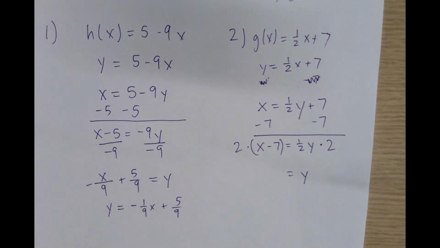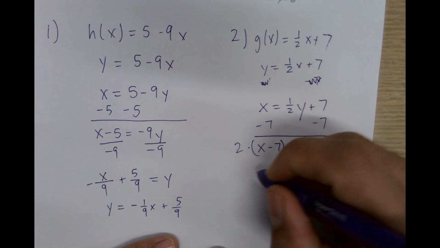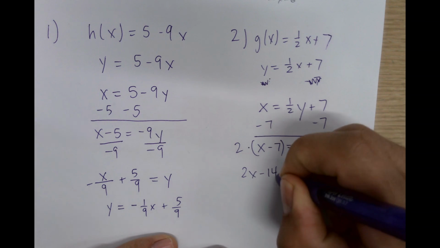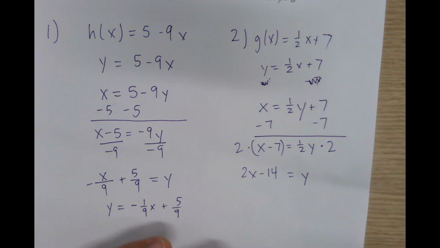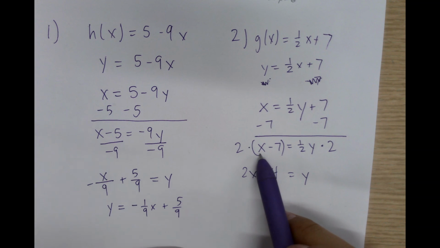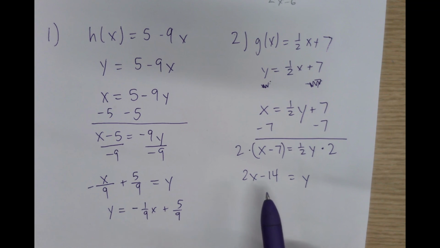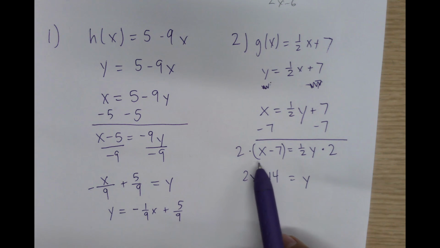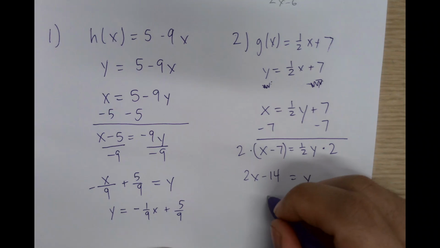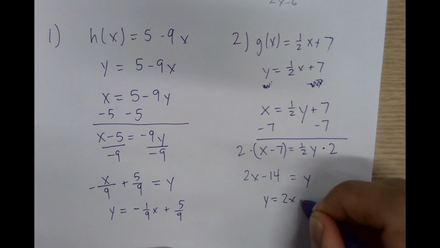Okay, so what should our answer be here? Right, 2x minus 14. Again, make sure that you're multiplying both the x and the negative 7. Likewise, if you're dividing a number, make sure you're dividing both the x and the other number. Okay? I'm going to go ahead and rewrite this as y is equal to 2x minus 14.